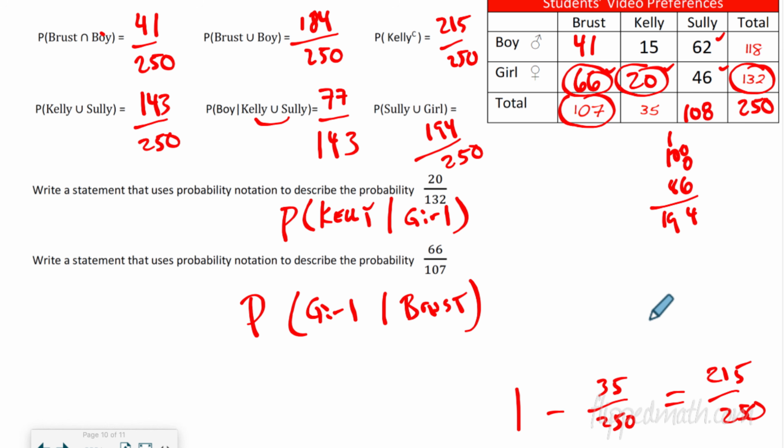Hey, that's it. You need to get comfortable with the notation. If you need, go ahead and print the corrective assignment off if you need more practice than what's in the practice packet.